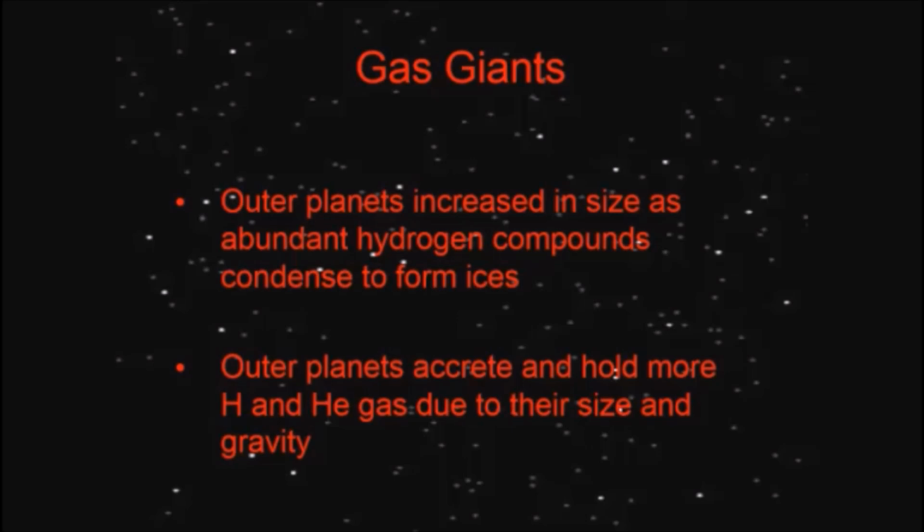Remember, the force of gravity was GMm over r squared. The Earth can't hold on to a lot of hydrogen and helium, and it bleeds off into space. Something like a very large mass object like Jupiter or Saturn can hold on to a lot of hydrogen and helium because its gravity is larger.